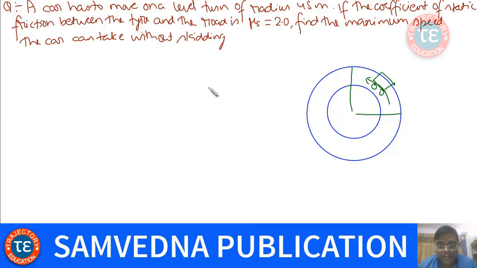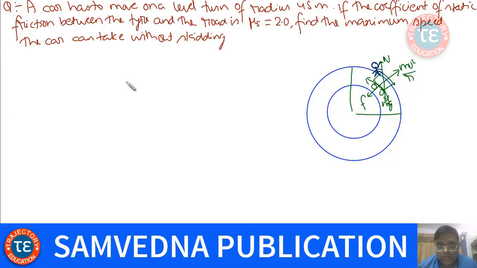So when it has to take turn like this, then the free body diagram would be what? You have a normal reaction, you have mg, and on this side you have a friction, and on this side we have a centrifugal force. If I keep my observer on the car itself, if I am studying dynamics by keeping my observer on the car itself, then the free body diagram would be F is the friction in this direction, mv square by r is the centrifugal force.